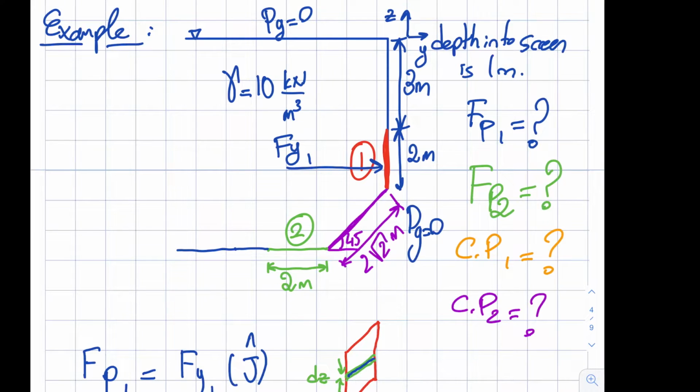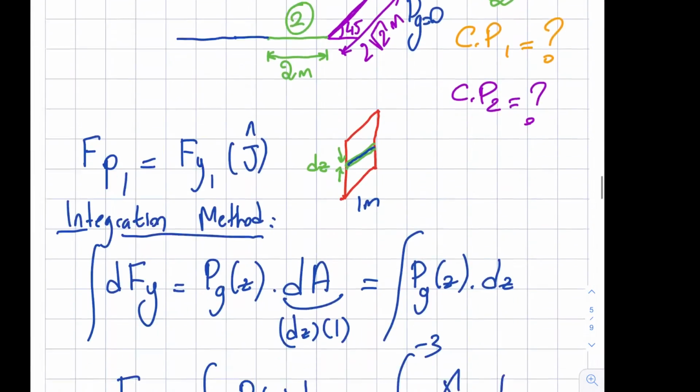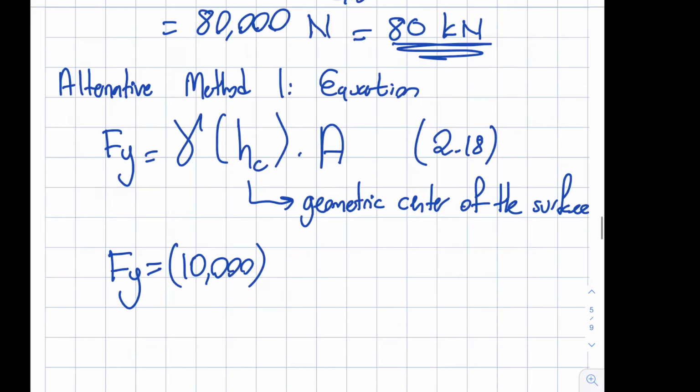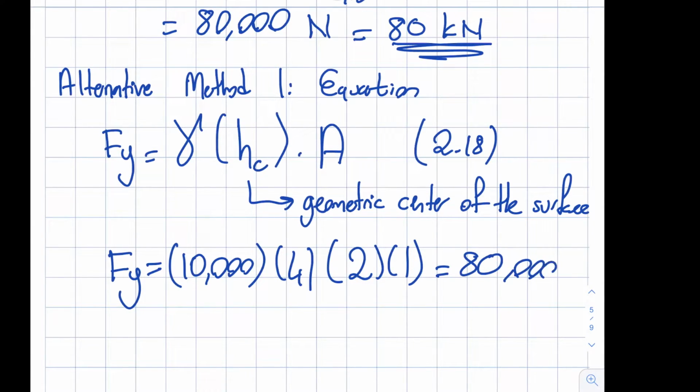So let's write that. The geometric center will be here. So this height will be 1 meter. So you can see 1 meter and there's a 3 meter over here. That becomes 4 meters. Okay? So that will be 4 meters. And area is, height is 2. Going into the page is 1. You write here over C that you're going to get 80,000 newtons, right? So this is the approach number 2.